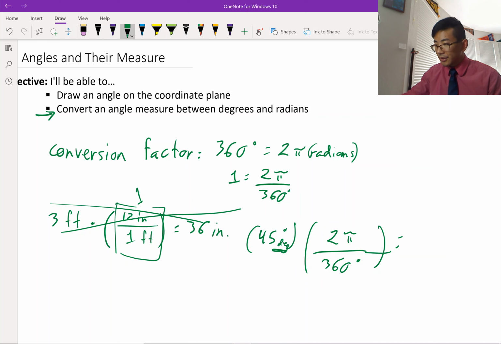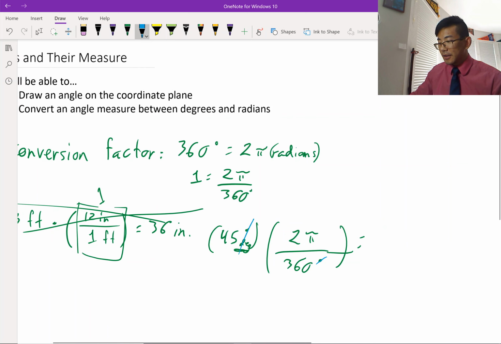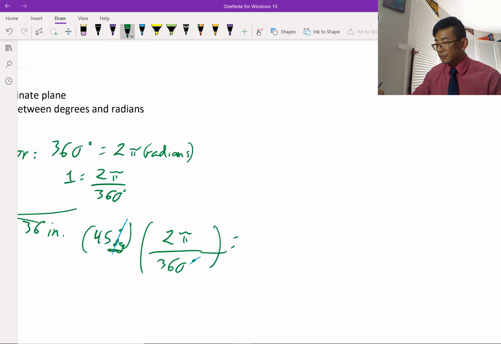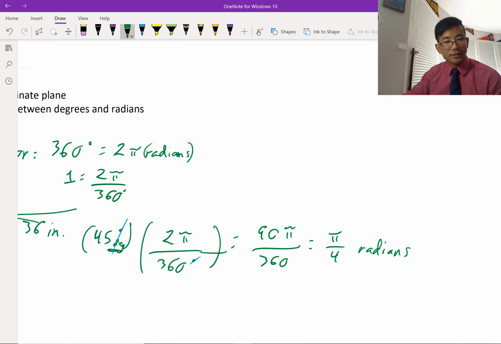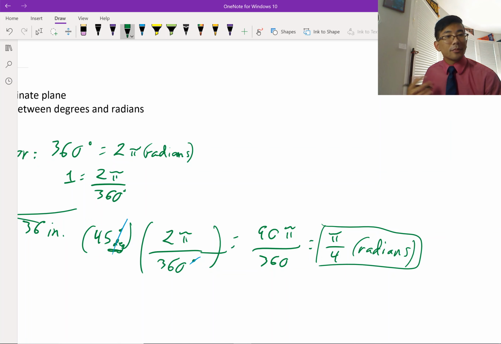Now we know that degrees and degrees will just cancel out there, leaving us with 90 pi over 360. And so that would be pi over 4 radians. Oftentimes you don't need to say the radians because once we see pi in there, we know that's radians already. That's kind of implied.